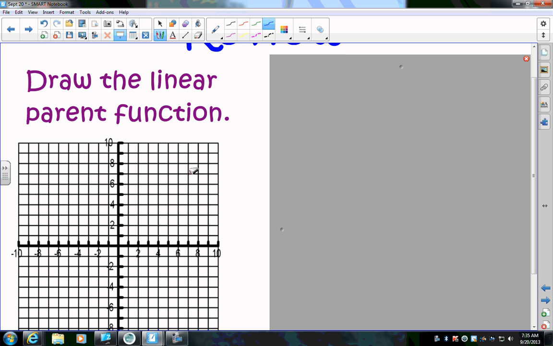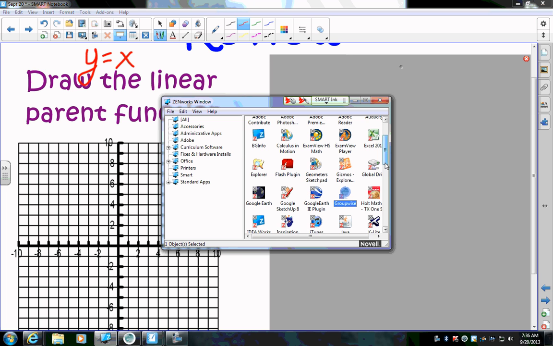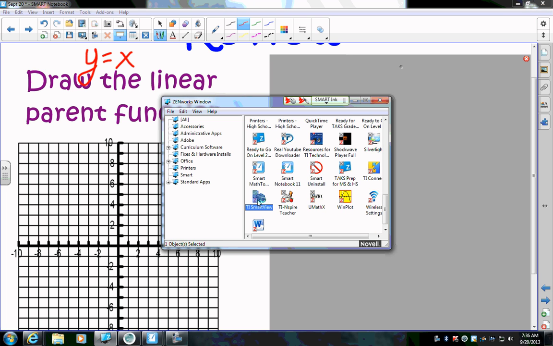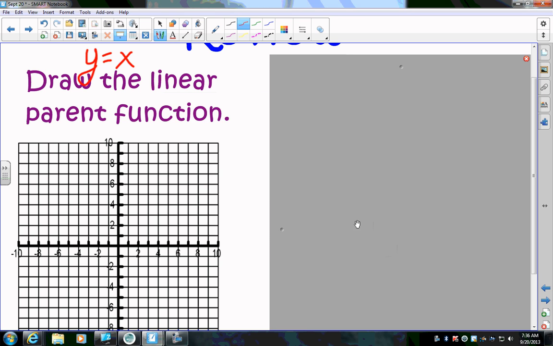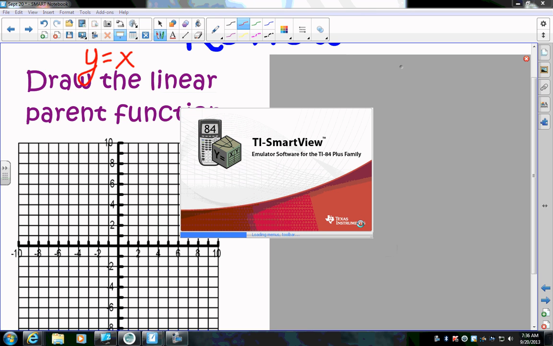This is something you have to have memorized. The linear parent function is y equals x. You need to have that written down. You have to have that memorized. Now, I should have already gotten my calculator out, but let's do that now. Make sure you have yours.